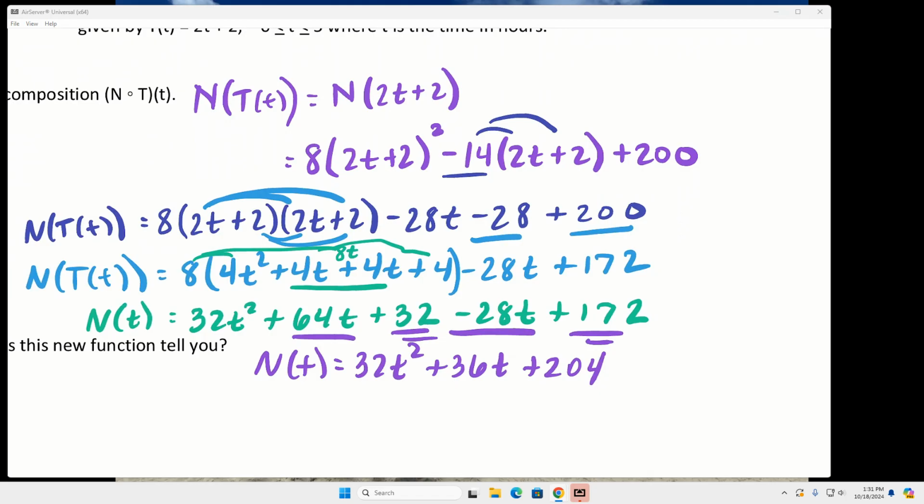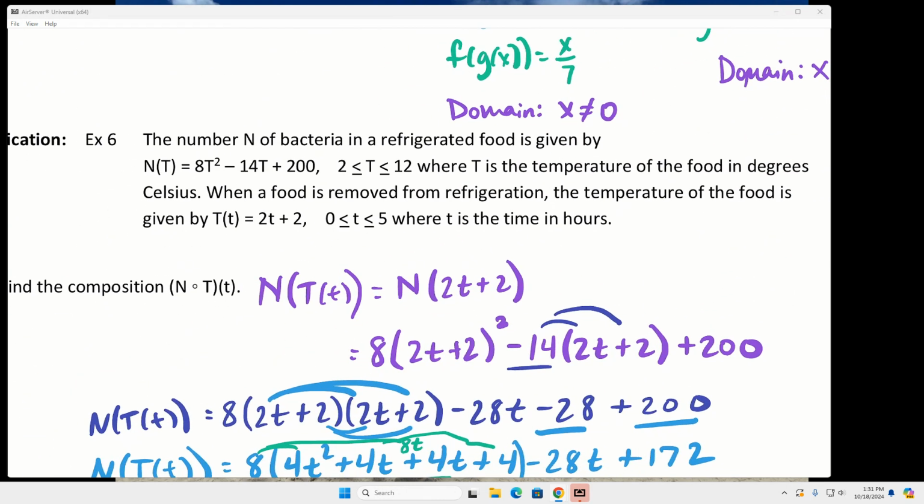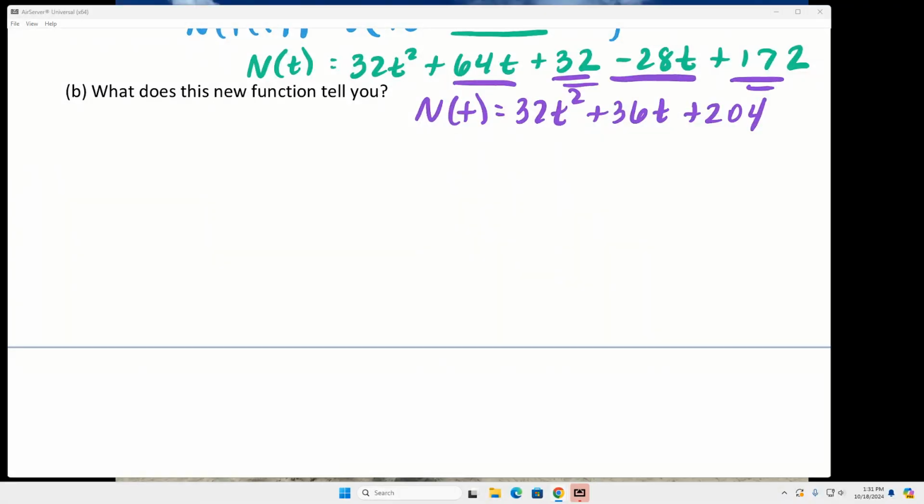Then for B, we don't really have to do anything algebraically. We just need to interpret what this means. So what does this new function tell you? What was capital N in the beginning? It is the number of bacteria. So this is still the number of bacteria.